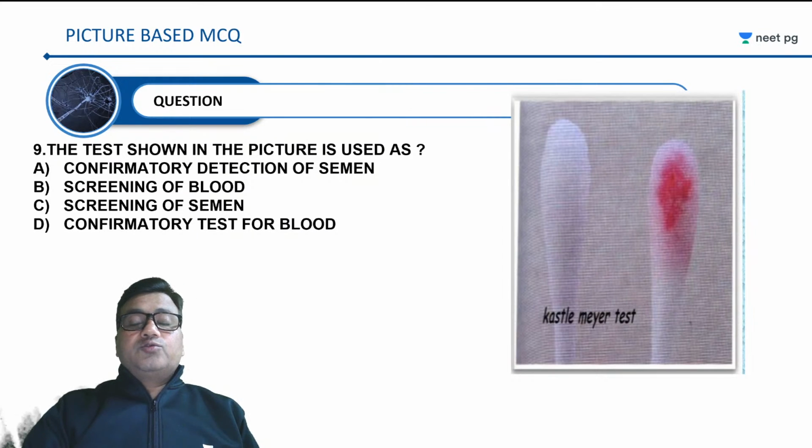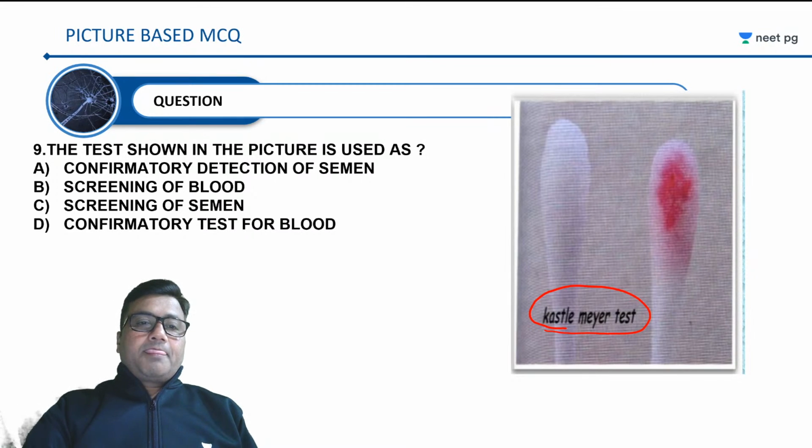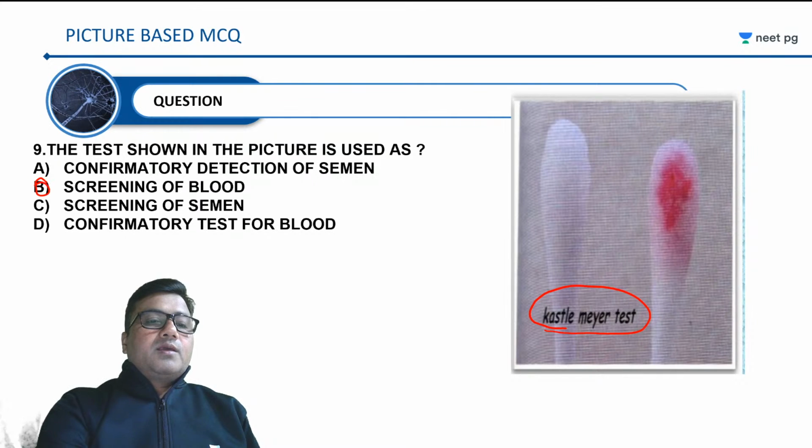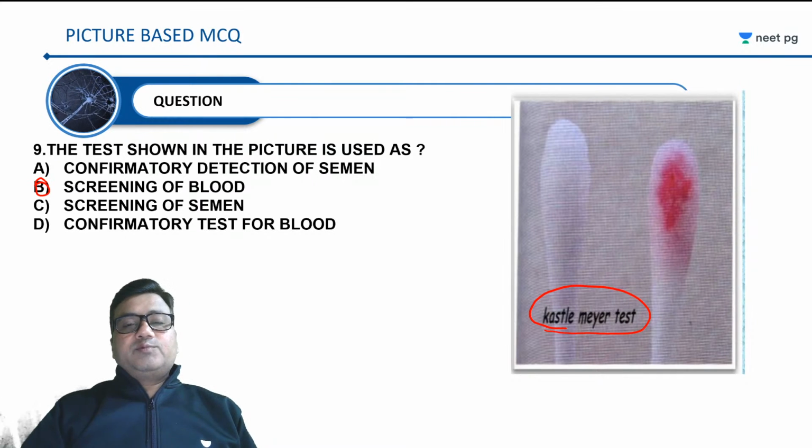The picture not only shows you that a test has been performed, the name of the test is also given in the picture itself, and the question is very simple. The test shown in the picture is used as: A, confirmatory detection of semen; B, screening of blood; C, screening of semen; or D, confirmatory test for blood. The correct answer is option B, that this test which is shown is used for screening of blood.